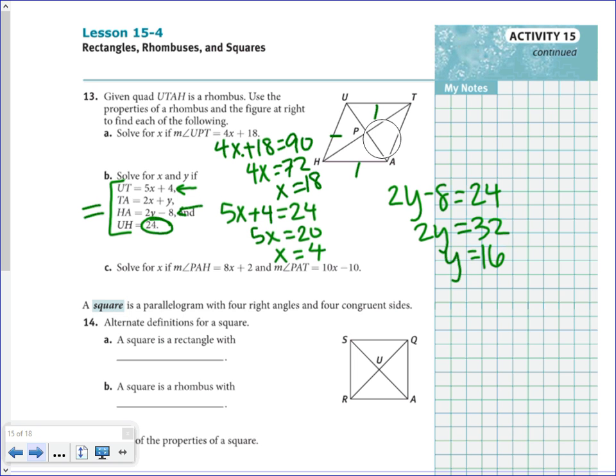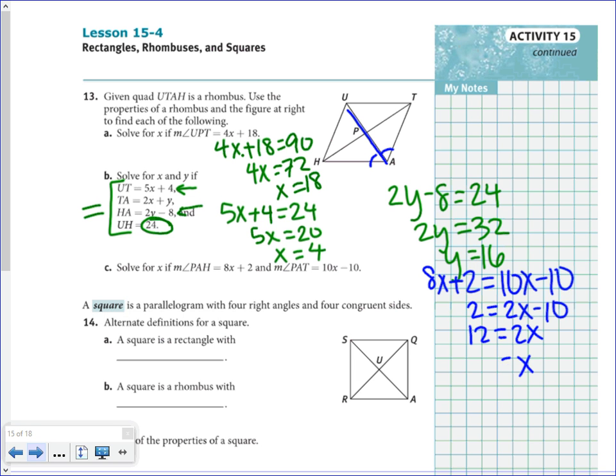For part C, PAH is this angle here. PAT is this angle here. Those two angles are congruent because this diagonal bisects those two angles. So 8x plus 2 equals 10x minus 10. So I can subtract 8x to make 2x and add 10 to make 12. And then divide by 2, x would be 6.